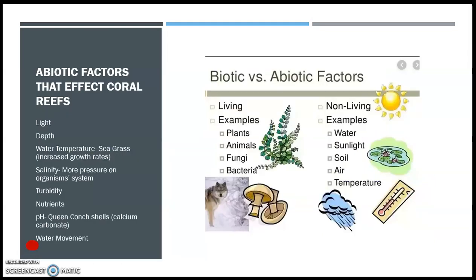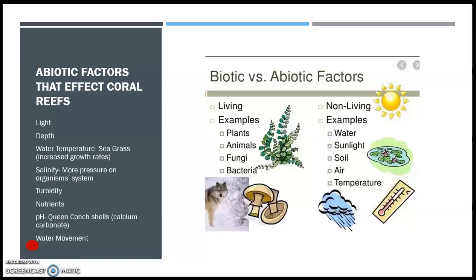Alright, abiotic factors that affect coral reefs. So light is one, and corals need a moderate amount of sunlight to survive. Light is rapidly absorbed by seawater and does not penetrate to great depths. If there's too little light, then the algae will not be able to photosynthesize and create food for the corals. Too much light may cause corals to expel this algae and cause them to bleach.